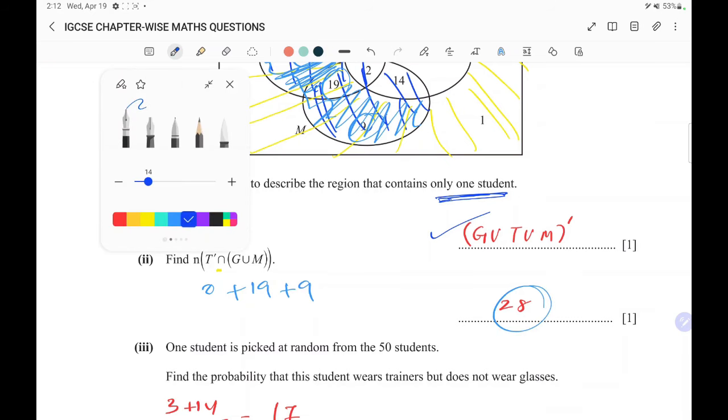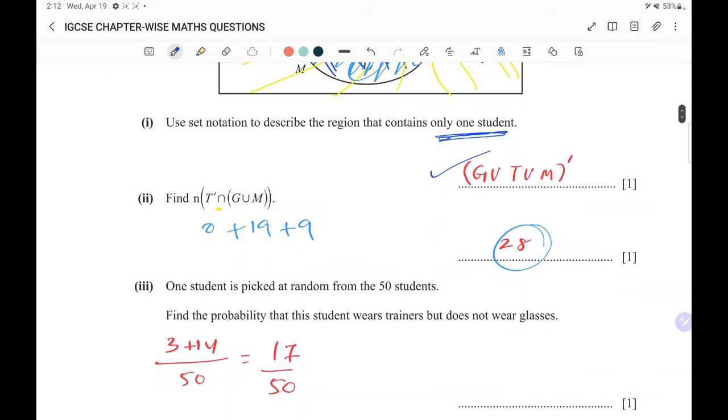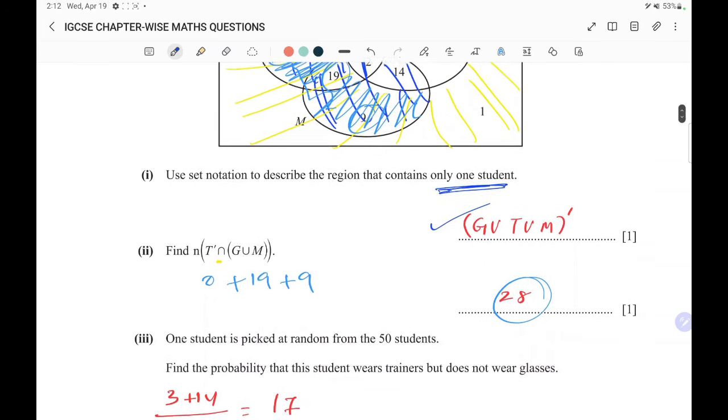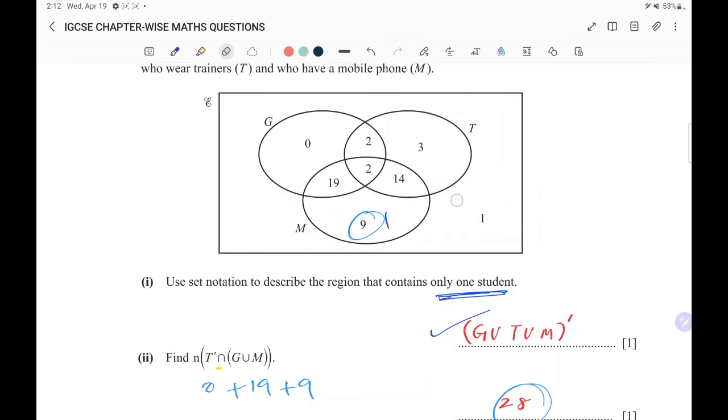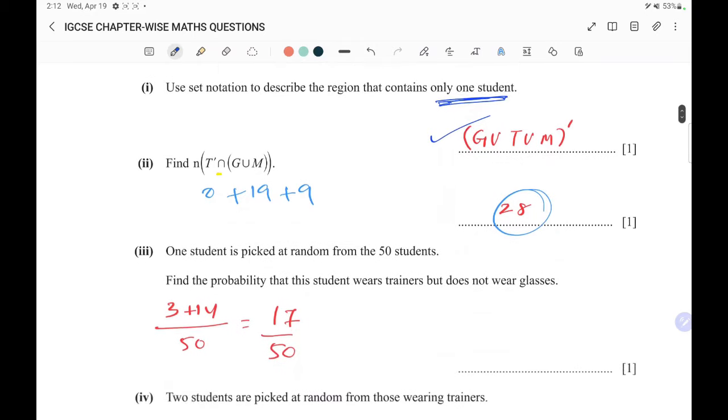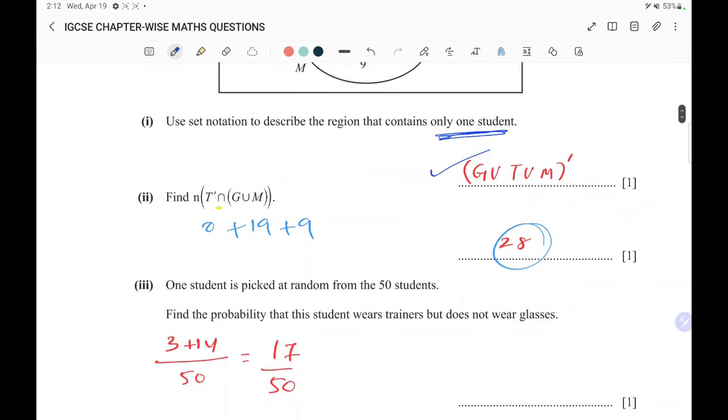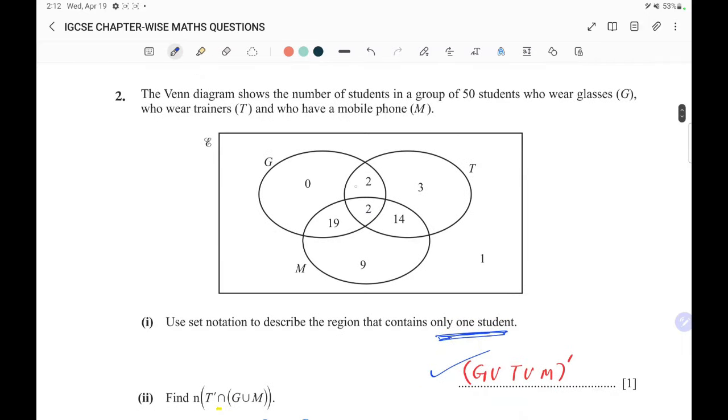Okay, now move to the next question, that is question number 3. One student is picked at random from 50 students. Find the probability that this student wears trainers but not glasses. Okay, so let's remove everything. Trainers but not glasses.